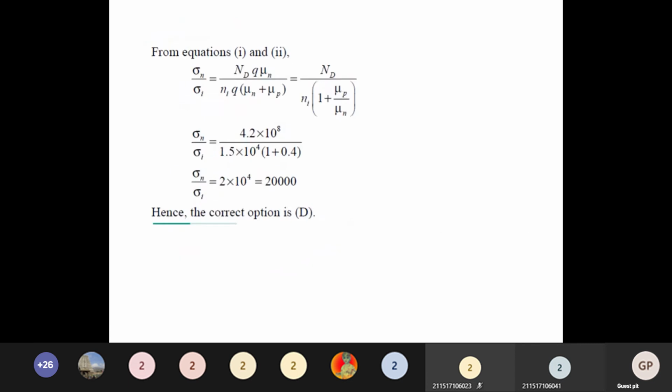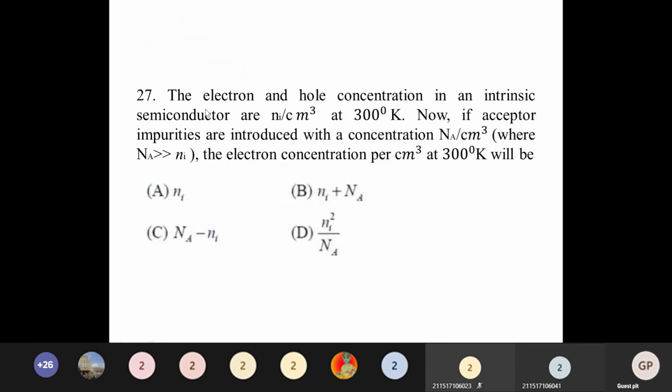Okay. Then next question is the 27th question. The electron and hole concentration in an intrinsic semiconductor are Ni at 300 degree Kelvin. Now, if acceptor impurities are introduced with a concentration Na, where Na is greater than Ni, that also they mentioned. The electron concentration per centimeter cube at 300 Kelvin will be. So, electron concentration they are asking.